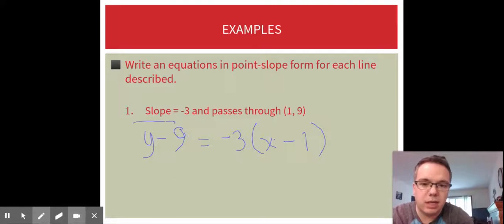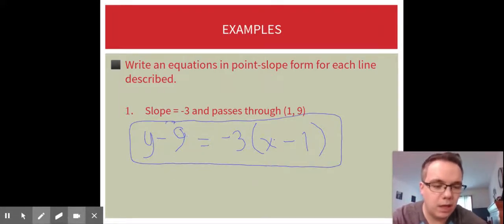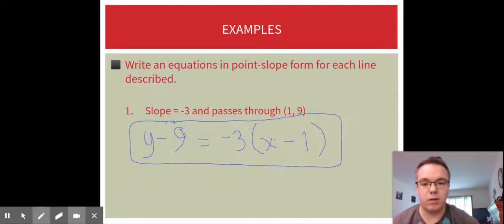So this is actually an equation of a line. And point-slope form is used a lot when you're finding equations of tangent lines in calculus. Since we're in pre-calculus, it's important that we learn how to use this. You could distribute your negative 3 through and then add your 9 over, and you'll get the equation of your line in slope-intercept form. But in point-slope form, this is okay.